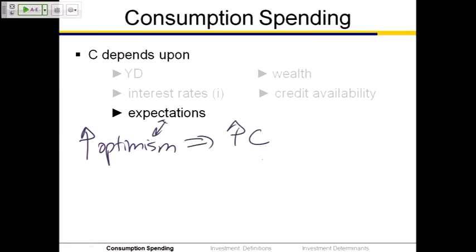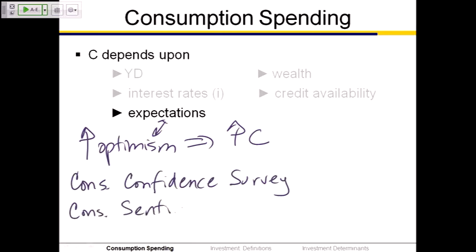Economists measure this level of optimism or the expectations for the future with 2 different surveys. One is called the Consumer Confidence Survey, and that's conducted by an organization in New York called the Conference Board, and one is called the Consumer Sentiment Index, and that's conducted by a group at the University of Michigan. It's just 2 different indices, 2 different surveys.